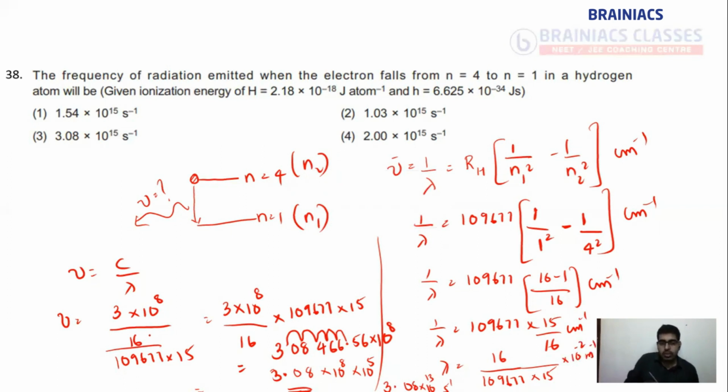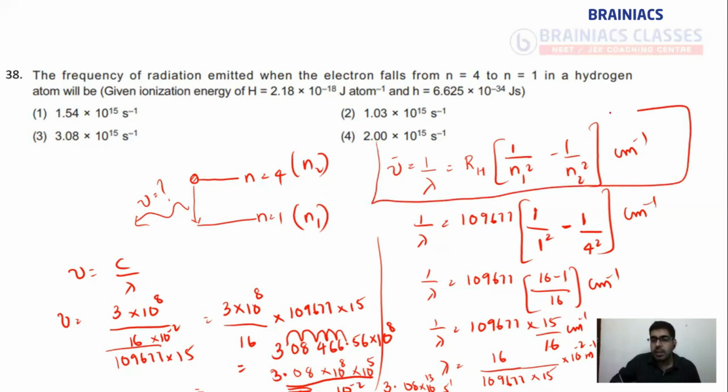So to this value, you have to multiply with 10 raised to minus 2. You will get an answer like this: 3.08 into 10 raised to 8 into 10 raised to 5 divided by 10 raised to minus 2. Here, this answer is in centimeter inverse, but we took the velocity of light in meter per second. So to convert centimeter to meter, you have to multiply with 10 raised to minus 2.